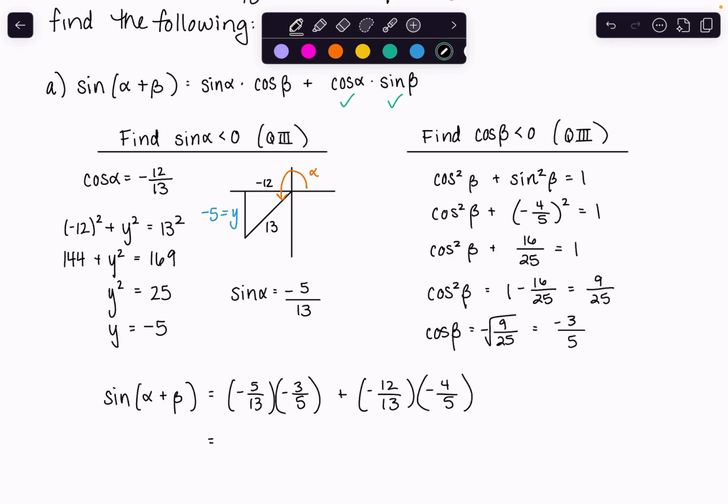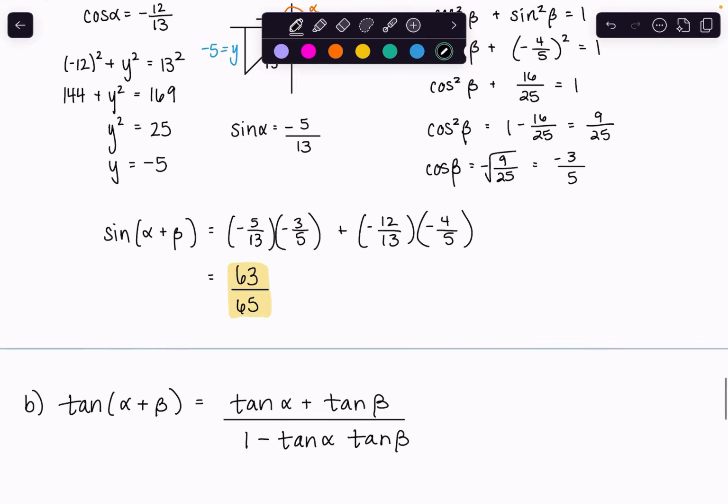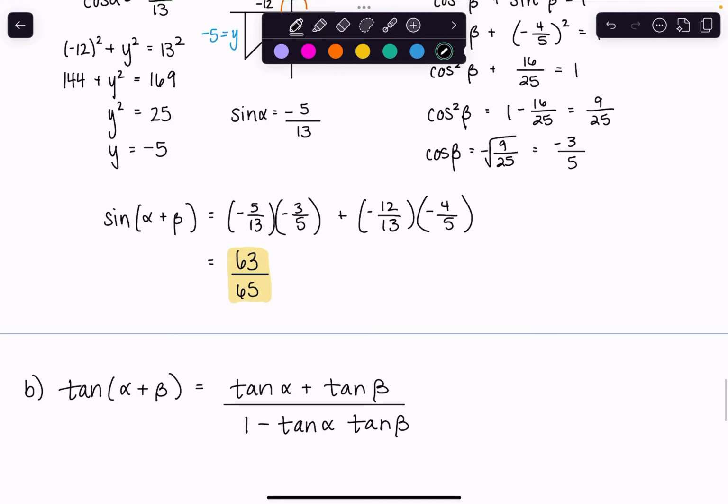So at this point, I'm going to trust you could multiply these together, figure this out. For time's sake, this will simplify to 63 over 65. Okay. So sine of alpha plus beta ends up being a positive quantity. For part B, I'm going to find tangent of alpha plus beta. Save us some time. Already got the formula there for us.